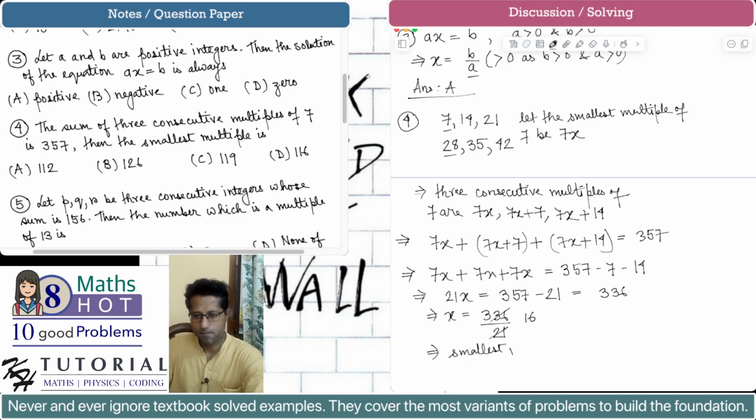This implies the smallest multiple of 7 which has been asked will be equal to 7 multiplied by 16, which is 112. So 112 is the smallest multiple of 7, and hence the next multiple of 7 will be 119, and then 126. So 112 is the smallest multiple of 7. So the correct choice will be A. A is the correct choice.